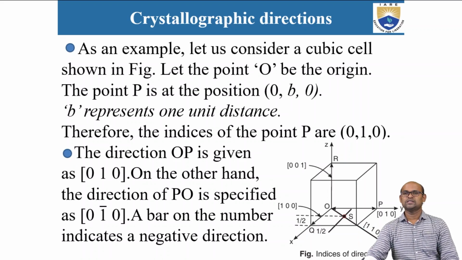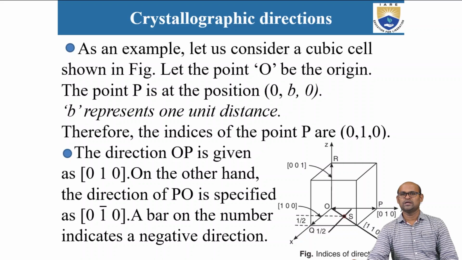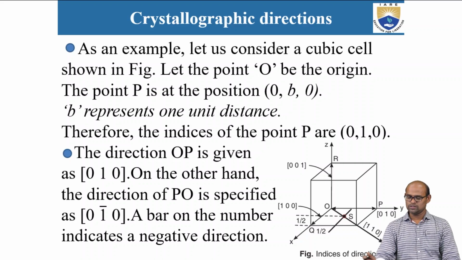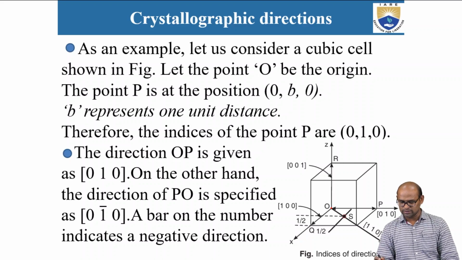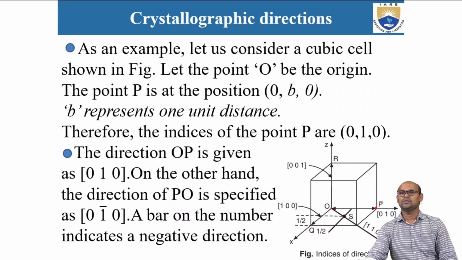As an example, let us consider a cubic unit cell shown in the figure. I have taken a cubic unit cell here. Let O be the origin. So this is the origin point, and the point P is at the position 0, b, 0. Now we are taking some point P. Where is the point P? P is here. So this is the point I have taken. P is at 0, b, 0.